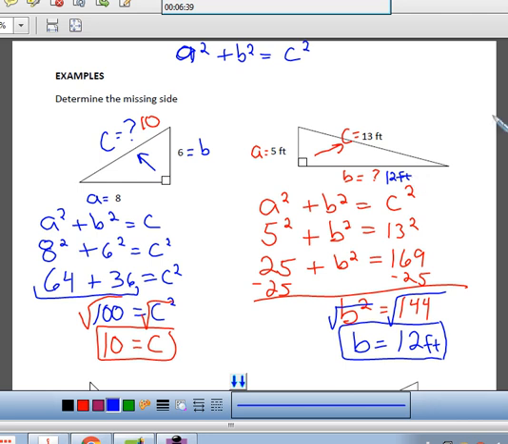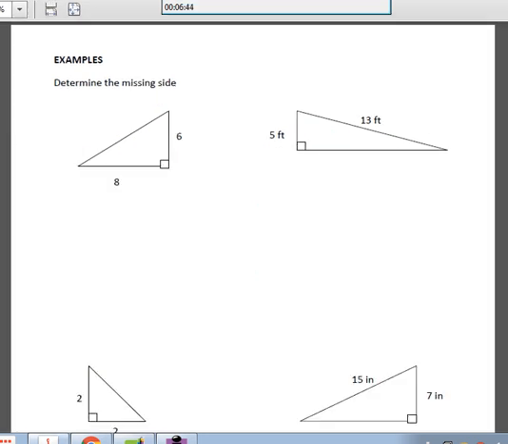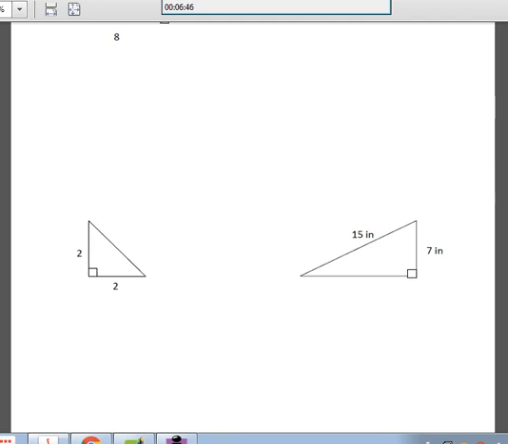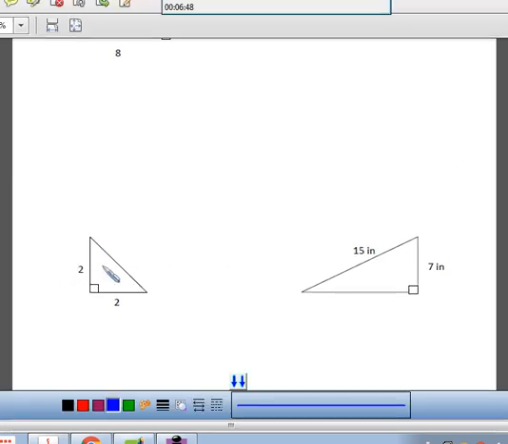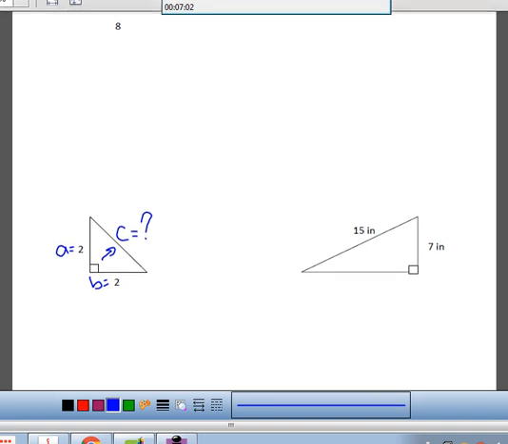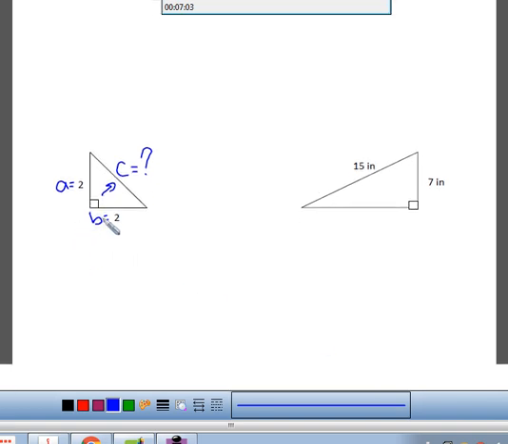Now, it's not always going to be a perfect square. If we look at the examples below, they are not. So, here is the side opposite the hypotenuse. So this is my C, and I don't know it. So I'll make A this one, B this one. So, A squared plus B squared equals C squared. A is 2. B is 2. C we don't know, so we'll leave it a variable.